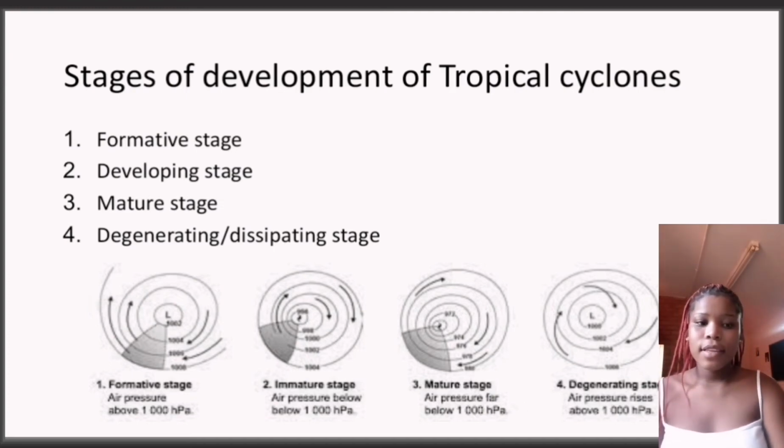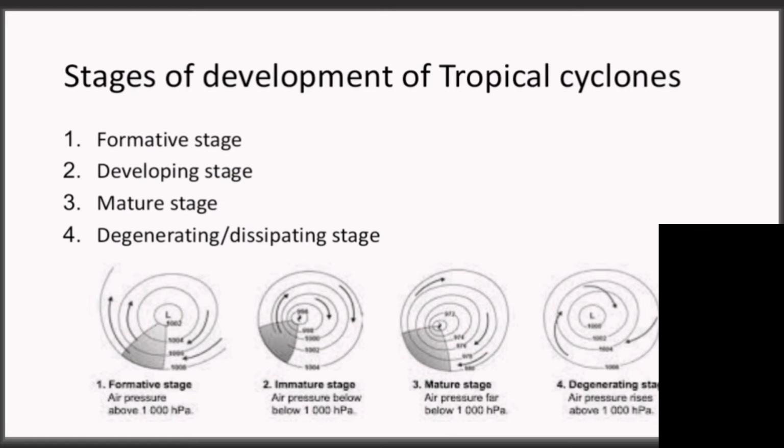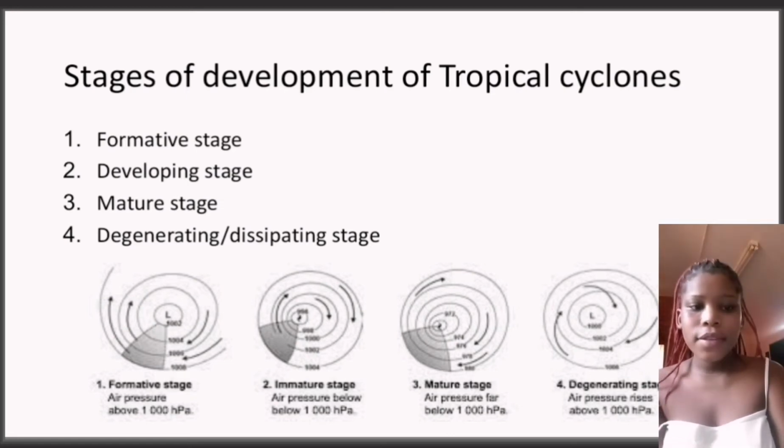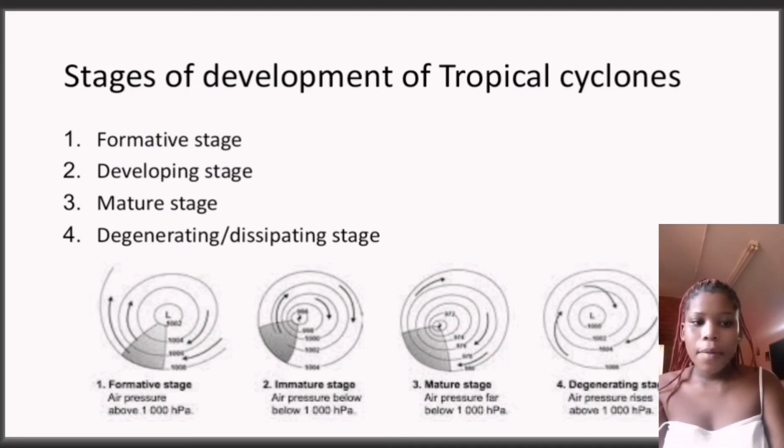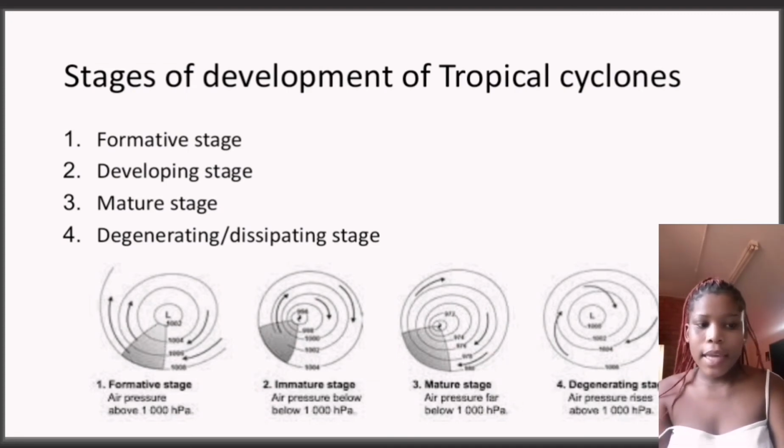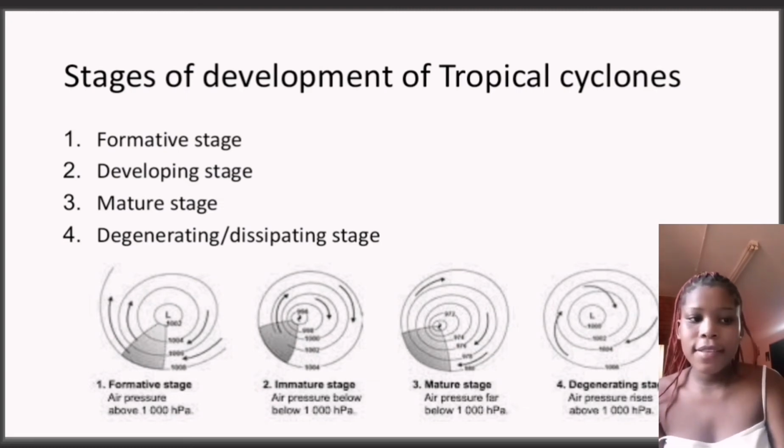The second stage is the development stage. On this stage, air pressure is below 1000 hectopascals. As we can take a look at the images, we can see that at the center, the air pressure is 960. This is the deepening stage of the cyclone, during which it continues deepening until the lower central pressure and maximum wind intensity is reached.